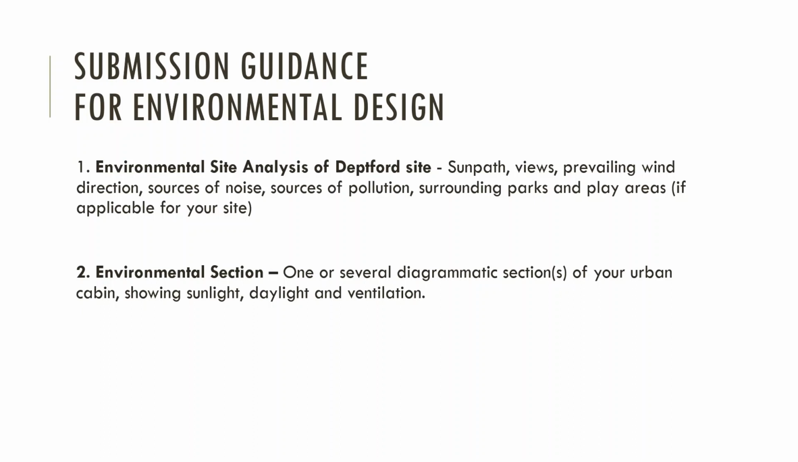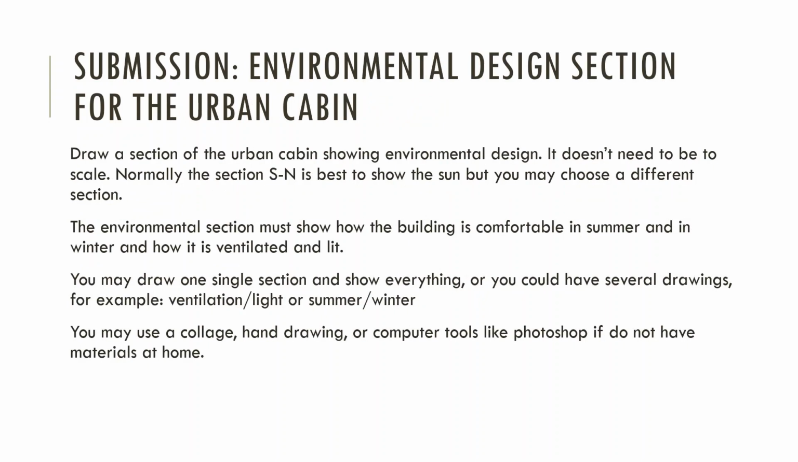So it needs to show sunlight and daylight and ventilation, but also other things. We'll discuss that in a minute. In order to do this, you first need to draw a section. This is a simplified section of the urban cabin, and this will be showing your environmental design. It doesn't need to be to scale.